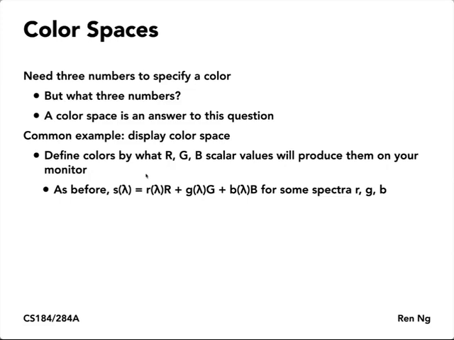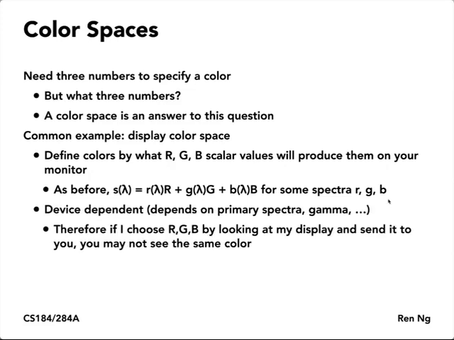You could do that. That'd be fine if you knew what these spectra are, but this makes it device dependent, right? Because it crucially depends on exactly these RGB spectra for my specific monitor that I've chosen to use for this display color space. And it depends on a few other characteristics of it too, like gamma, some technical topics that I've skipped over. But it's device dependent, is the key issue.